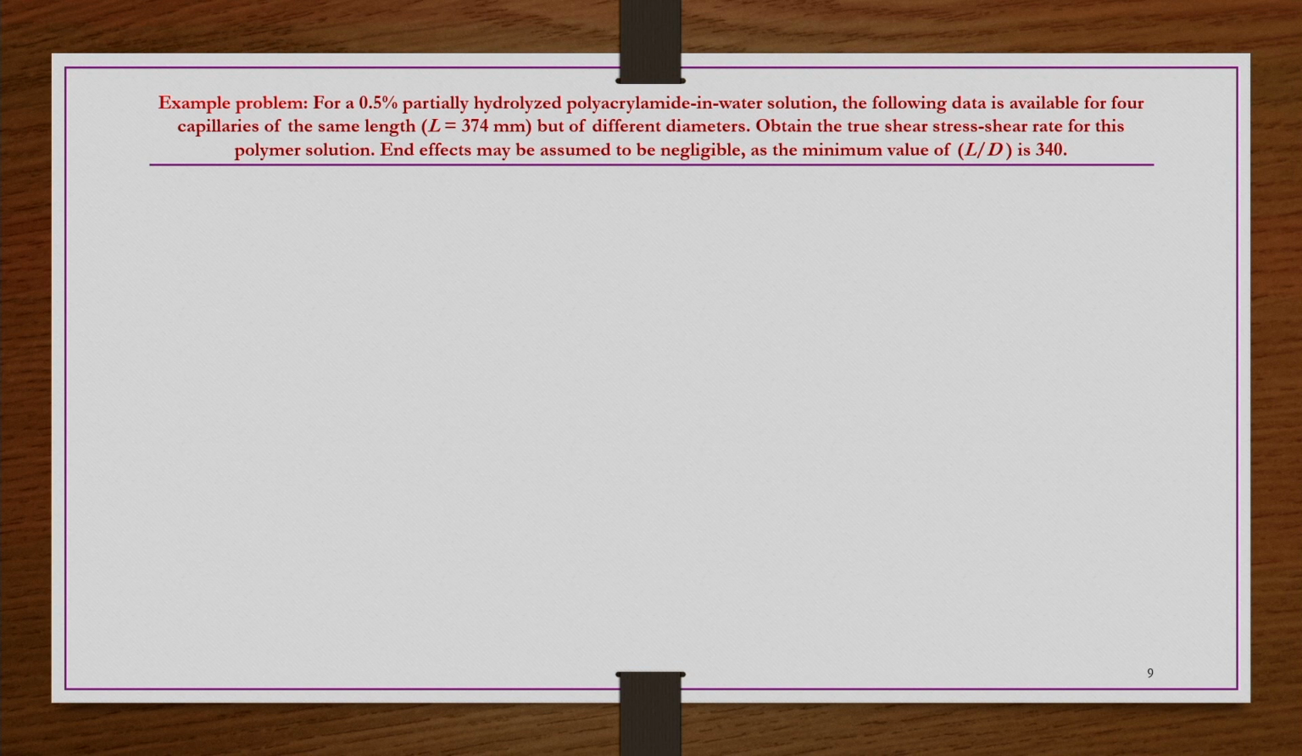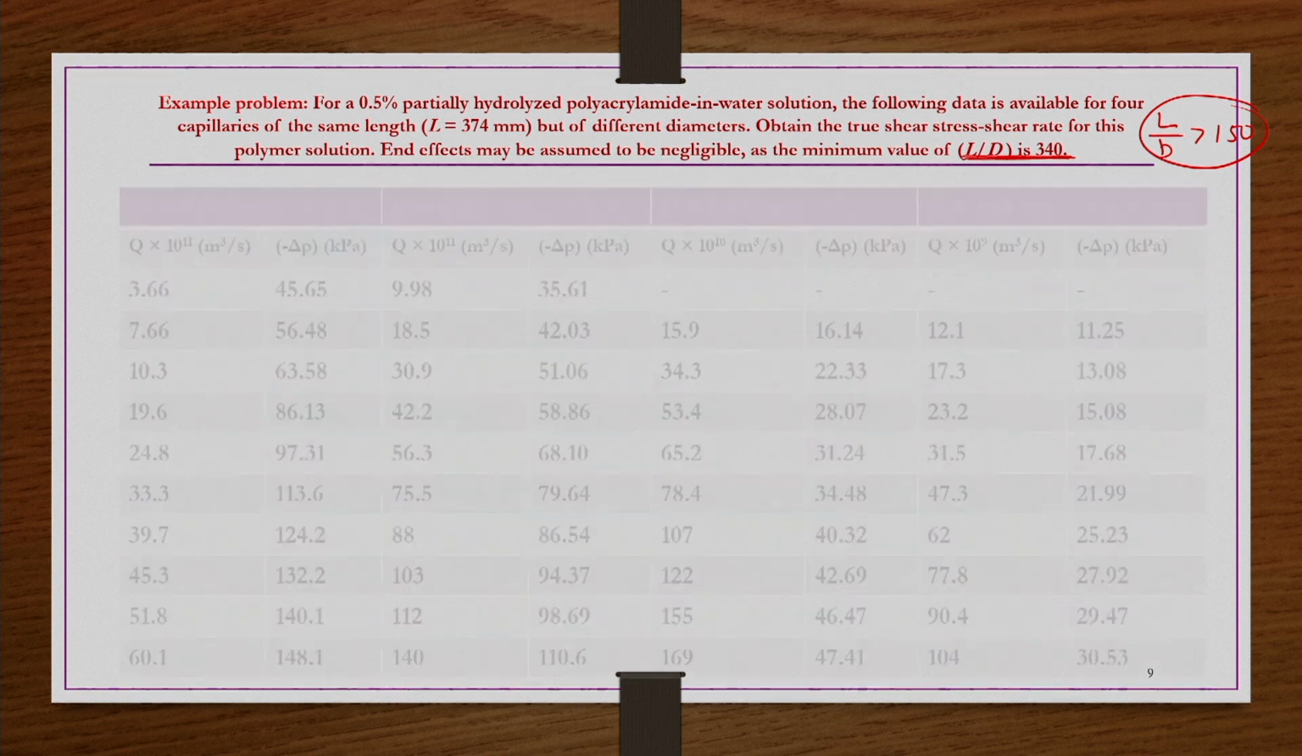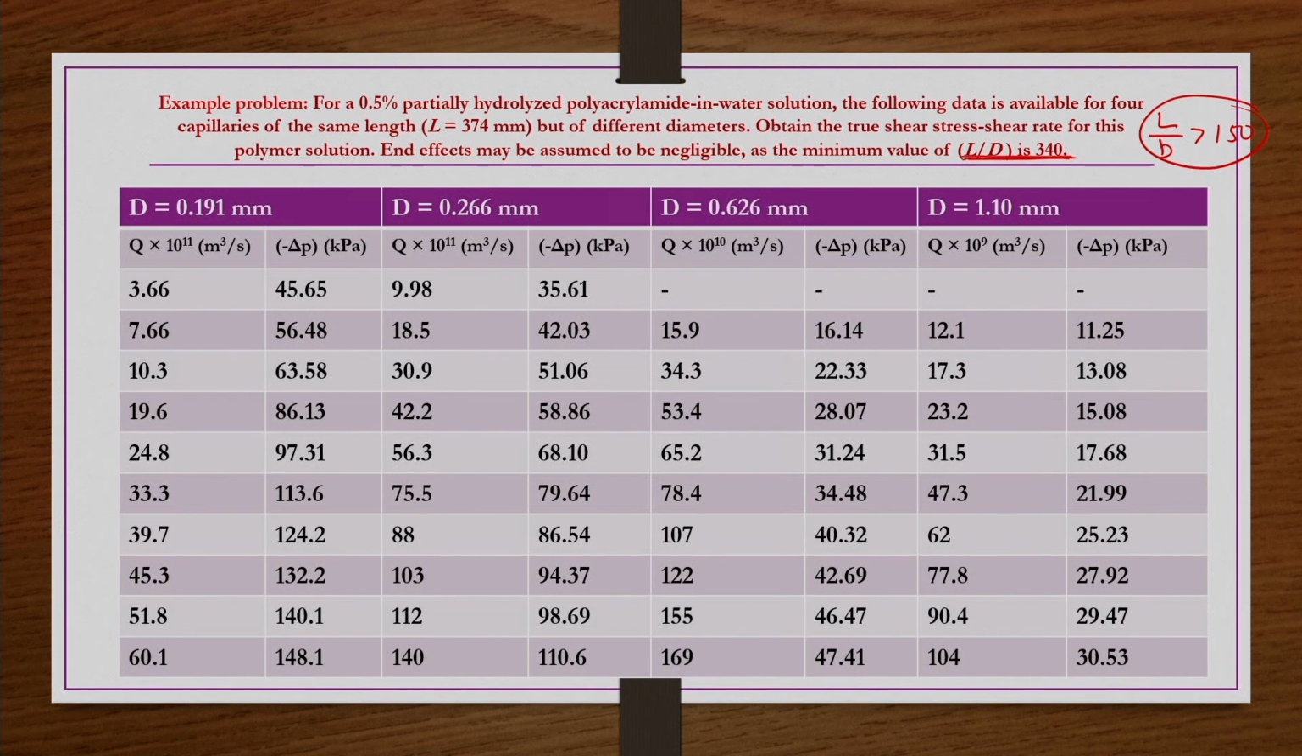End effects may be assumed to be negligible because the minimum value of L by D is 340. For time independent fluids, L by D more than 150 itself is sufficient to say the end effects are negligible. But now the minimum value of L by D is 340. Why minimum? Because there are 4 different values of D, and L is constant, right.